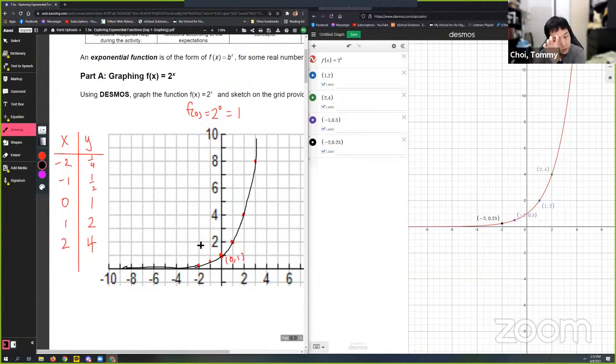It goes infinitely towards the left. It doesn't actually cross the x-axis here. Anyone have an idea why it might not cross the x-axis? Why would it not cross the x-axis?